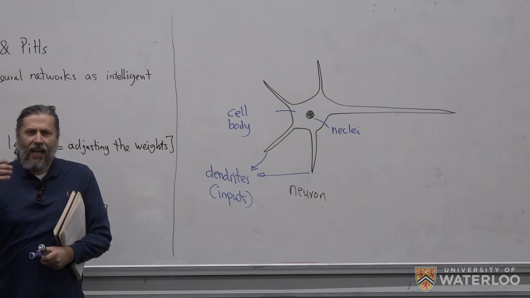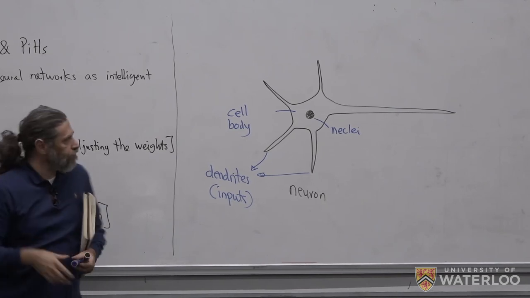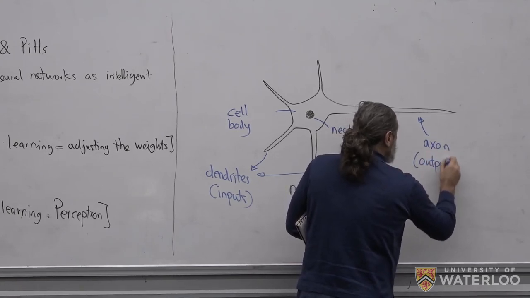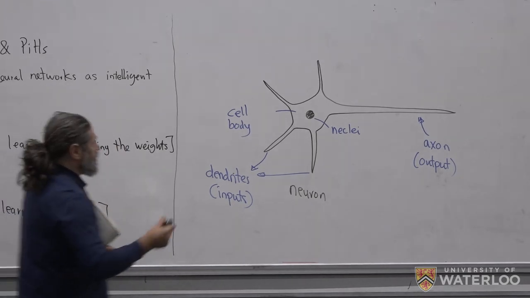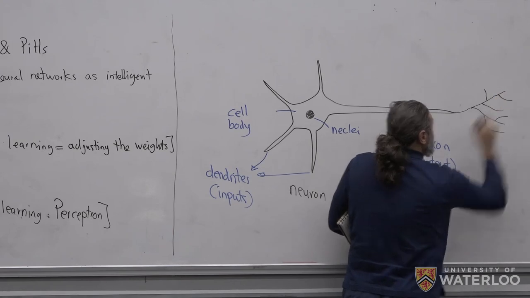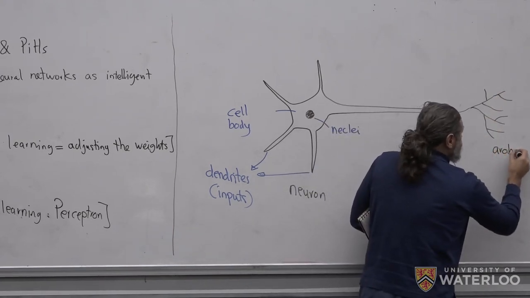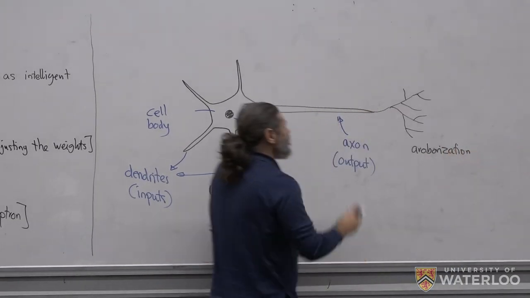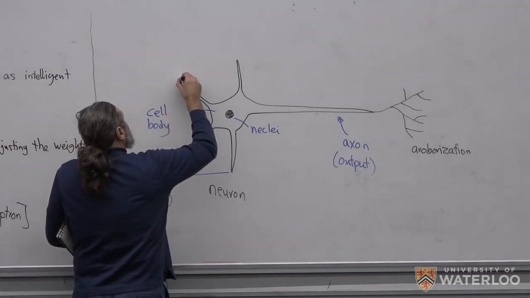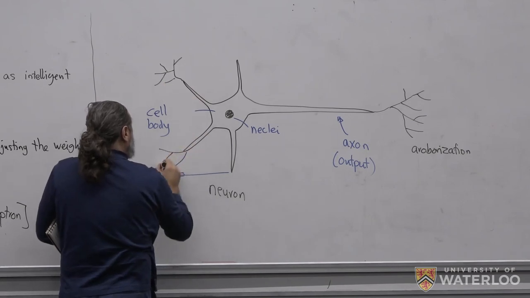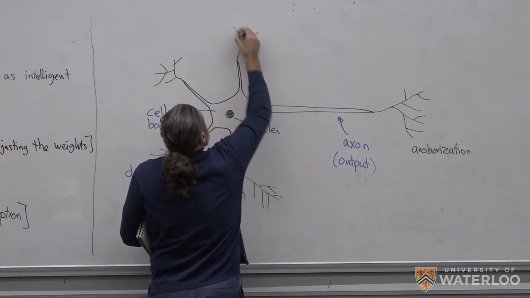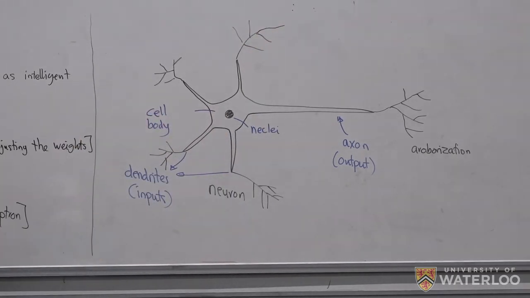So they bring in electrochemical signals into the cell body. And then this guy is a special one, which is an axon, which is basically the output of the neuron. And then a lot happens. When you look at the axon, you see that the axon splits in many, many splits, what we call arborization. So this signal gets split, and you give the same signal to many other neurons. And you also get many, many inputs from other neurons. Of course, this is a very simplistic image that I'm drawing. Please do not take it too seriously. This is still an abstraction.